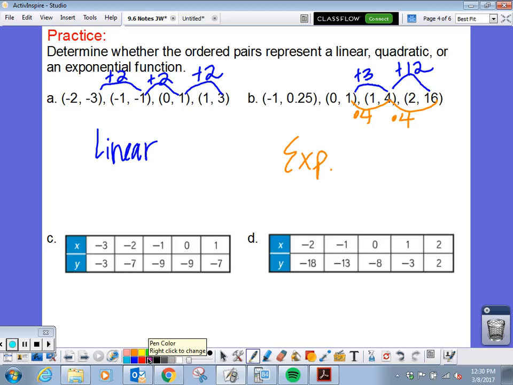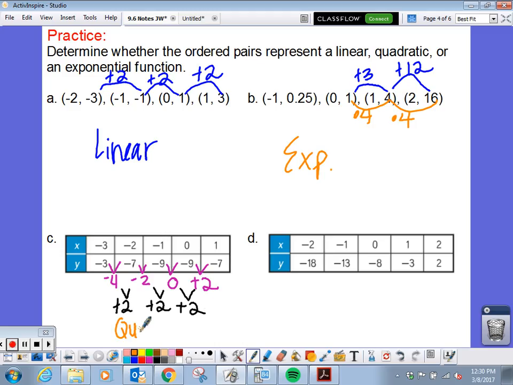Okay, if I look at C, and I'm going to look at the y values. So this is down 4, down 2, 0, and then up 2. You should already really be able to tell, because this is going down and then it's going back up, that it's probably quadratic. But let's just double check. We know it's not linear. We know it's not exponential. Now if you look at the change within these changes, it's plus 2, plus 2, plus 2. Therefore, this is quadratic because the change within your change was the same.